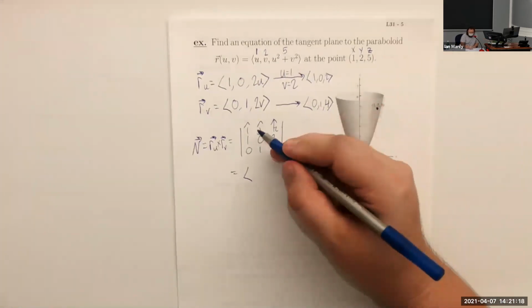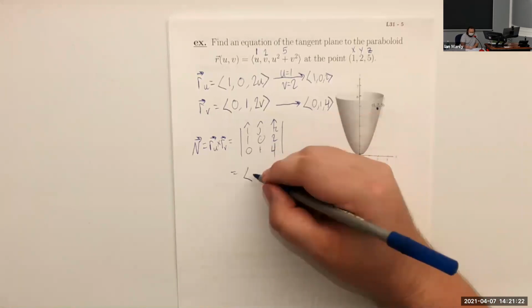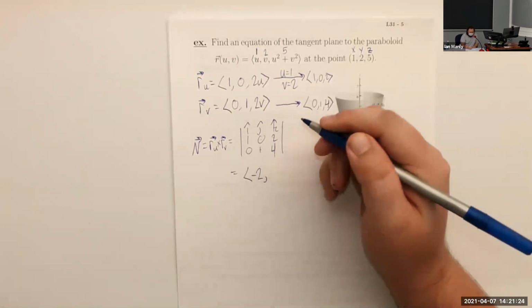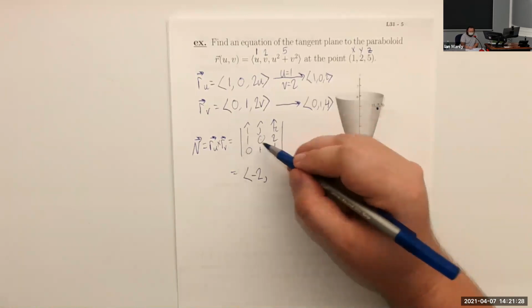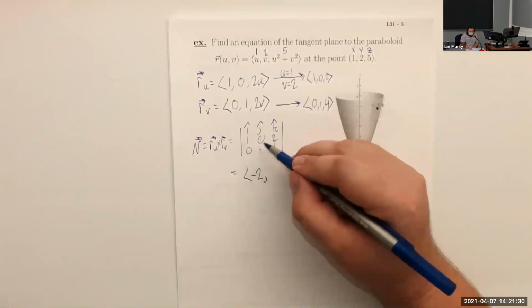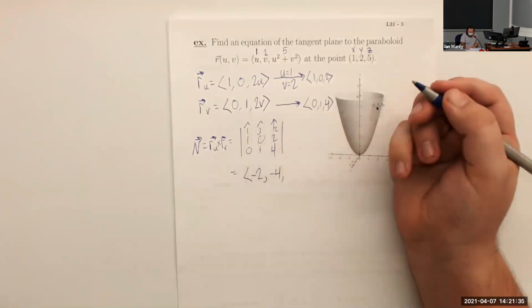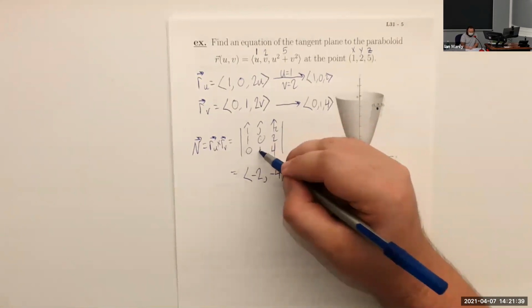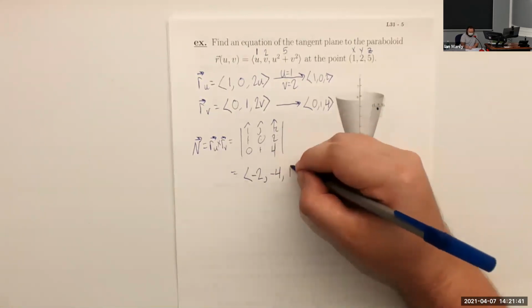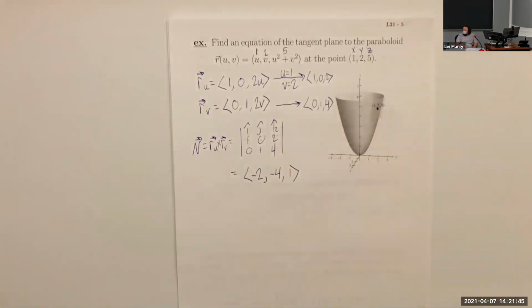What's our I component? Well, we do this times this minus this times this. So that's going to be -2. For J, we have this times this, so 1 or 4, and then we subtract 0. But remember, J gives us an extra negative sign, so we have -4. And then finally with K, we do 1 times 1 is 1, and we subtract 0. So this ends up being a normal vector for our tangent plane.